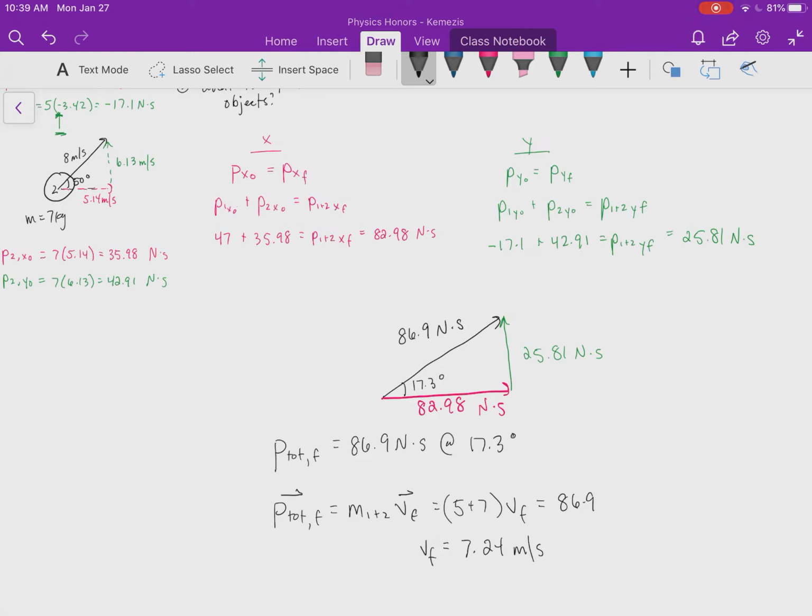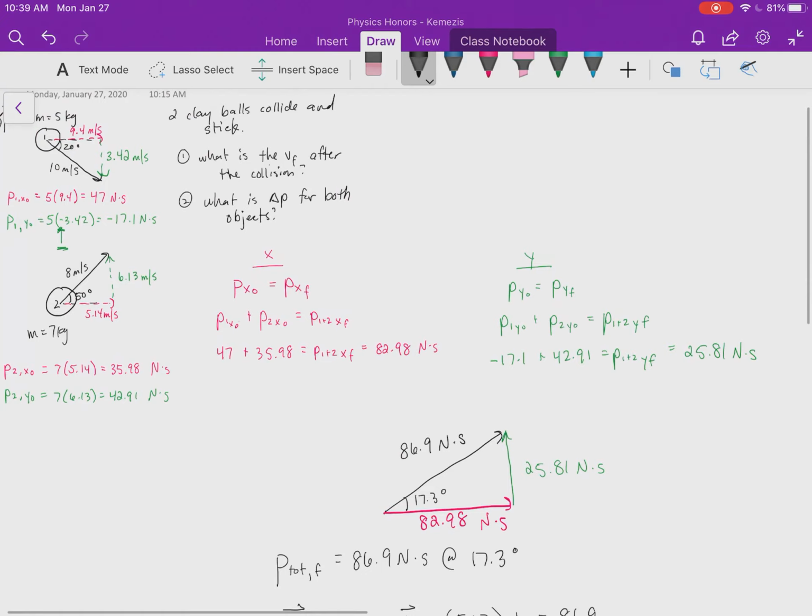And the thing is, the momentum is a vector, the velocity is a vector. So whatever direction the momentum is pointing in, that's also the direction of the velocity. And that's true for even our one-dimensional collisions. The momentum itself, not the change of momentum, but the momentum at that time is in the same direction as the velocity because of the way the calculation works. So this velocity is also going to be at 17.3 degrees.